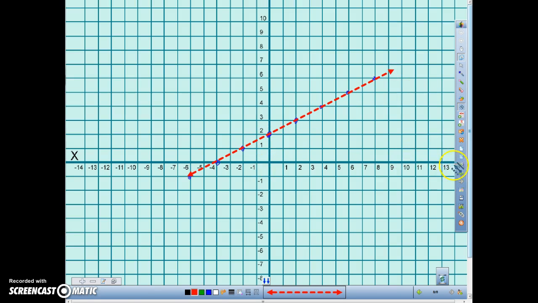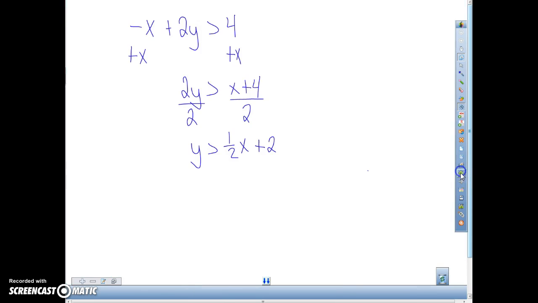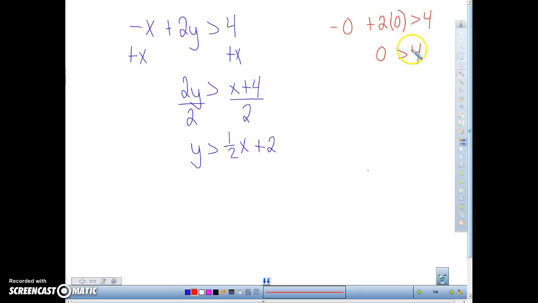We're going to use the point 0, 0 as our test point. The only time you cannot use 0, 0 is if your line is going through 0, 0. So plug it in for the top part. So we have negative 0 plus 2 times 0 is greater than 4. So we have 0 is greater than 4. Well, 0 is not greater than 4, so that's a false statement.